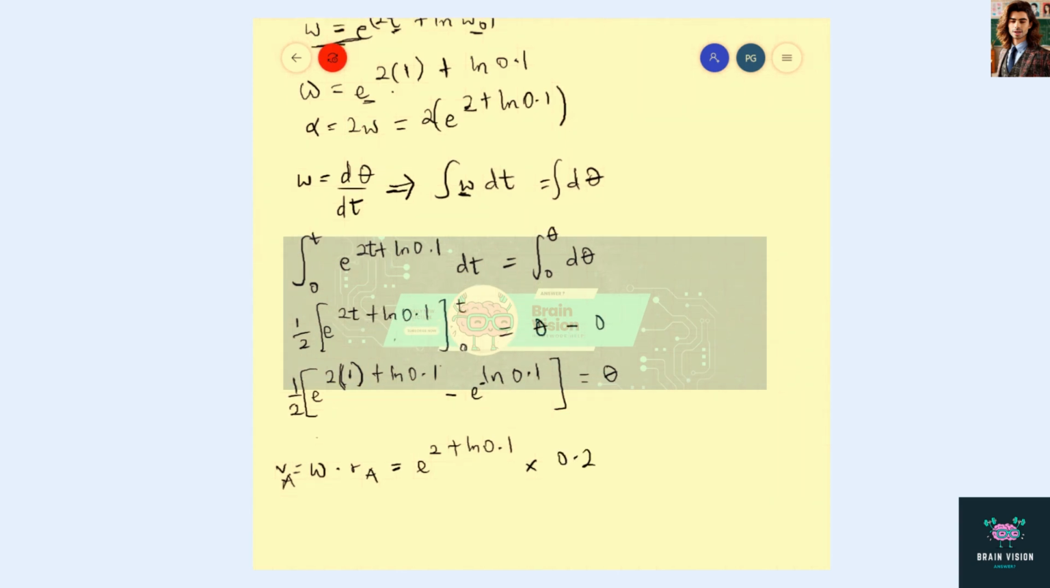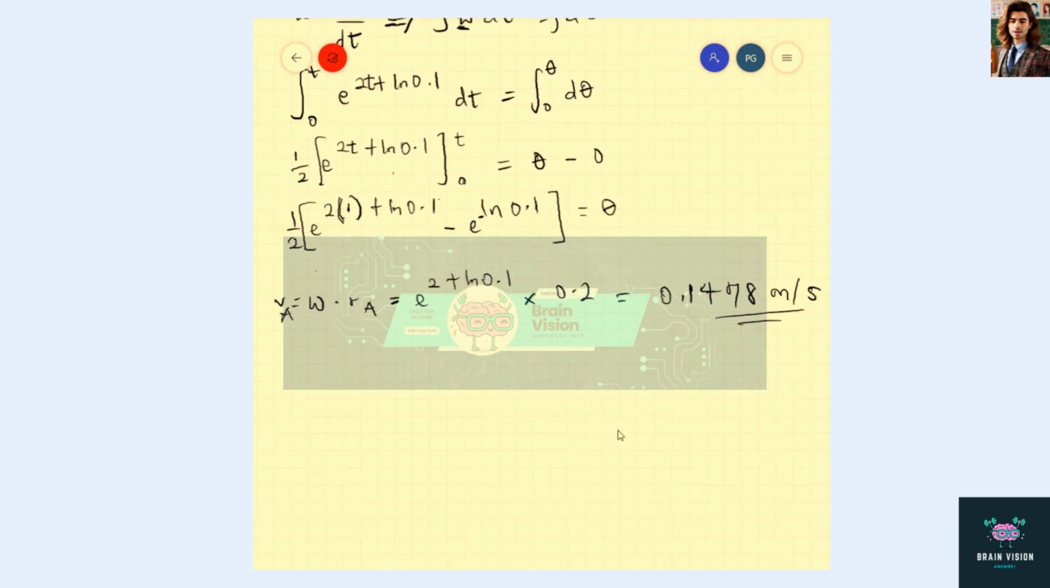Times 0.2. And our answer as the velocity is 0.1478 meters per second. Now for the acceleration, and this is in two parts, the tangential acceleration and the normal acceleration. For the tangential acceleration at A, we're using the formula alpha, the angular acceleration, times the radius at A, and this is equal to 2 times e raised to the power 2 plus ln 0.1 times 0.2.